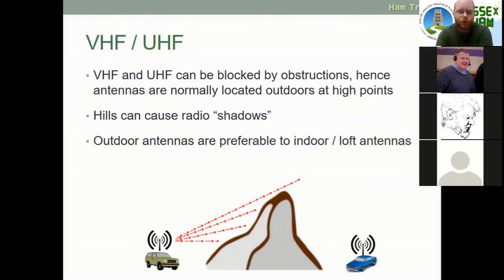So hills can also cause shadows. In this example we've got down here, we've got a whacking great big mountain between two stations. As this station transmits, the waves will shoot over the top, but because radio waves go in a straight line, it will carry on up here, but there'll be nothing down this side of the mountain. So this station down here isn't going to receive anything. There are ways to get around this, but we're not covering that in this presentation, but I'm sure we will later on. So outdoor antennas are preferable to indoor or loft antennas.